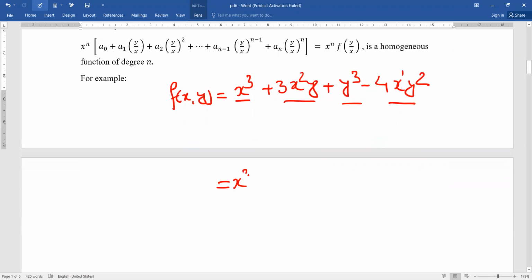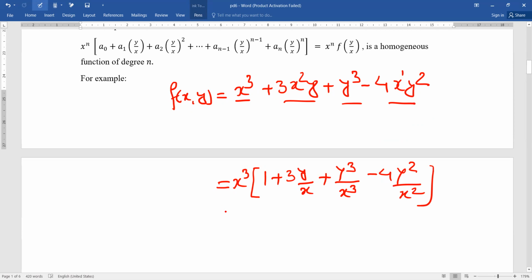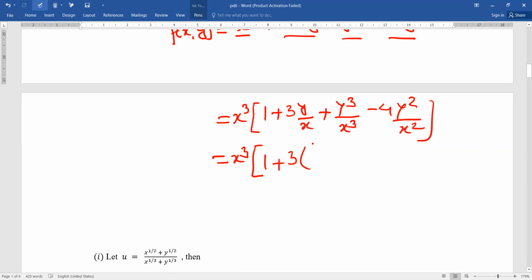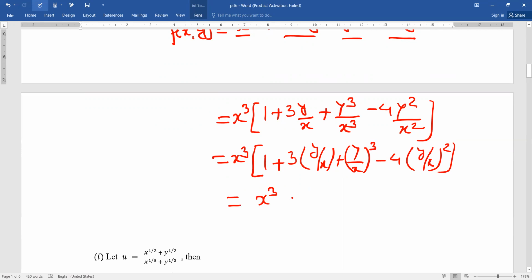इसको और एक काम कर सकते हो आप लोग. Let us take x cube common. x cube अगर कॉमन निकालोगे तो it is 1 plus 3 times y by x, then plus y cube by x cube minus 4 times y square by x square. Or again we can write this equal to x cube into 1 plus 3 times y by x plus y by x whole cube minus 4 times y by x whole square. Now see the bracket. This bracket is clearly in this form, f of y by x. So here our result is f of xy equal to x cube f of y by x.